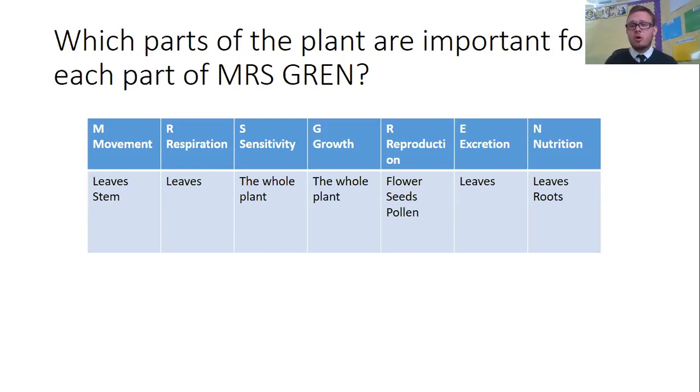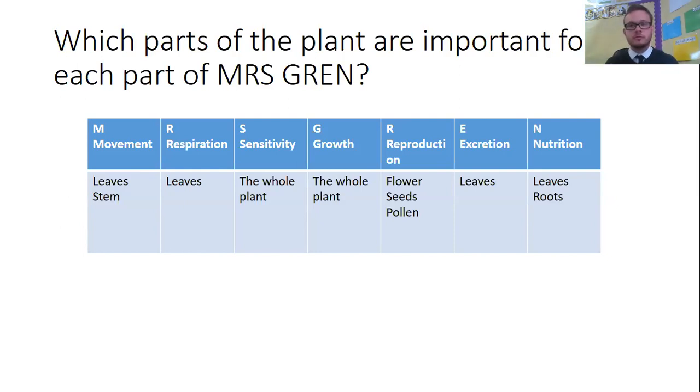For sensitivity, the whole plant is sensitive to light, temperature, and gravity. For growth, again, the whole plant. It doesn't start off as a plant, does it? It grows from a seed and becomes bigger and bigger. So the whole plant will grow the entire of its life, the same way that humans continue growing up until a certain point. For reproduction, they need the flower, which we've talked about in the last lesson, the seed, as that is what's produced, and the pollen that is produced in the flower. And you could have had any of those.